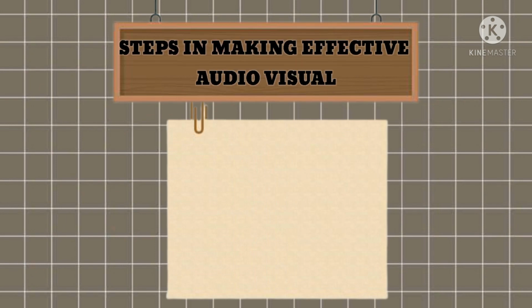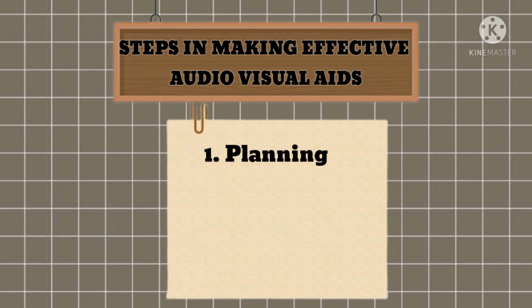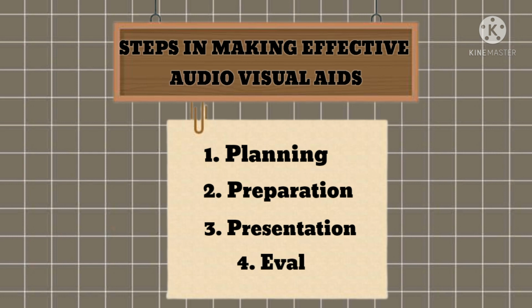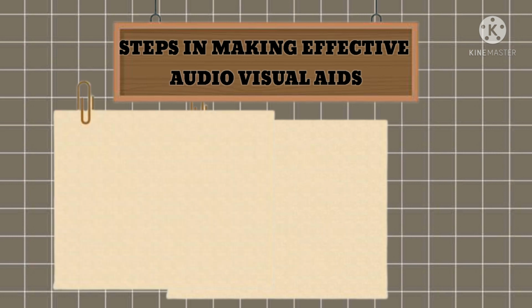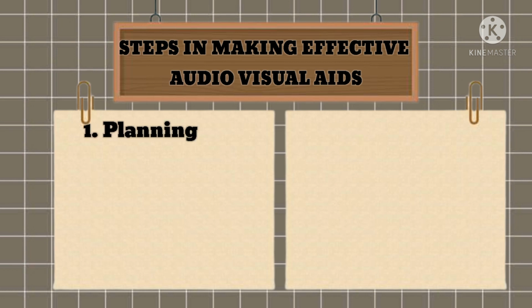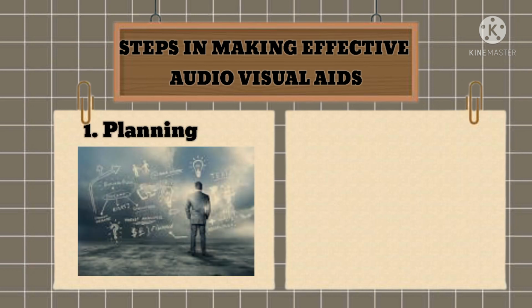So let's move on to the steps in making effective audio-visual aids. First is planning, second is preparation, third is presentation, and fourth is the evaluation. So what are the things that should be done in planning? First, you know clearly the objective of the presentation. Second, you will plan well in advance. Third, anticipate the problem and the size of the audience. And think about the quality of the materials to be used. You must know the appropriateness of the subject. Know the availability of the facilities and the manner in which it is to be used.